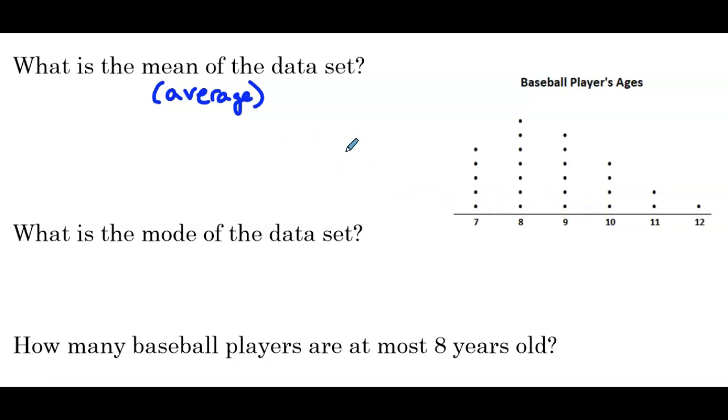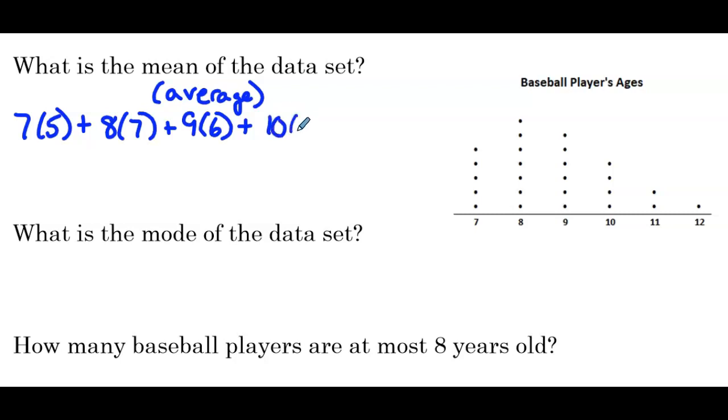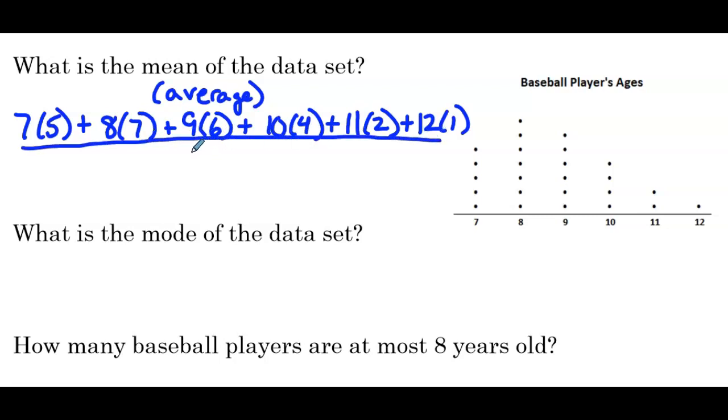Now instead of writing 7 plus 7 plus 7, that would take a while. So we'll just say 7 has 5 players, so 7 times 5. 8 has 7 players, so 8 times 7. 9 has 6 players, so 9 times 6. 10 has 4 players, so 10 times 4. 11 has 2 players, and 12 has 1. And we're dividing that by the total number of players, which we figured out was 25.